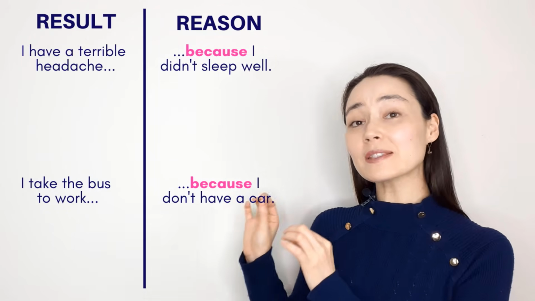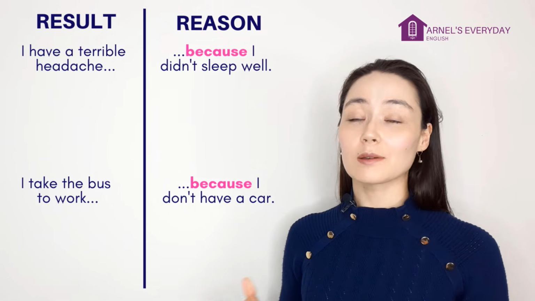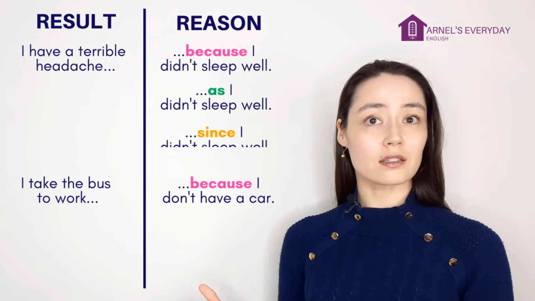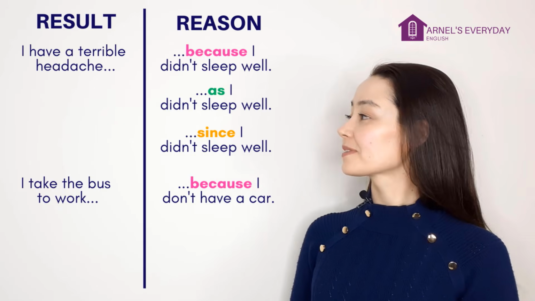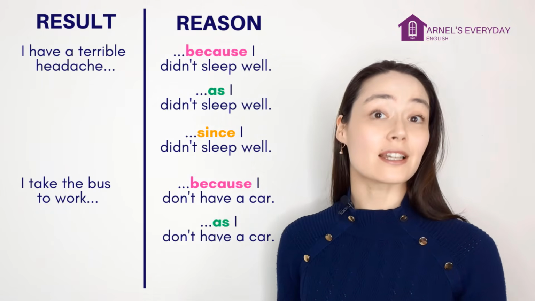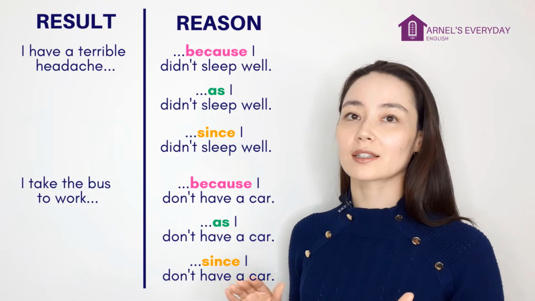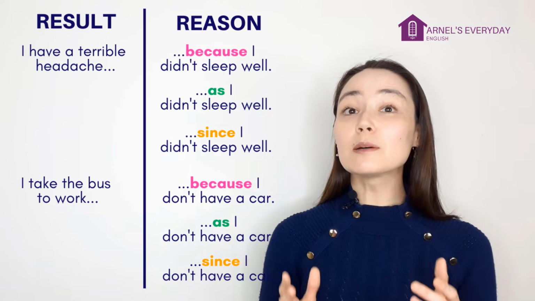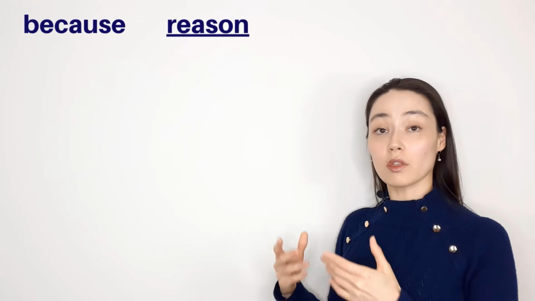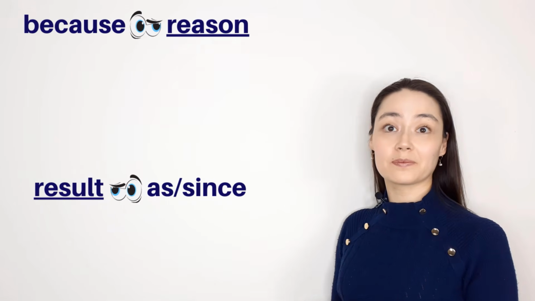Let's look at these same sentences with as and since. I have a terrible headache because I didn't sleep well, as I didn't sleep well, since I didn't sleep well. I take the bus to work because I don't have a car, as I don't have a car, since I don't have a car. Perfectly correct. But let's get a little bit more specific. Because focuses more on the reason, as and since focus more on the result.